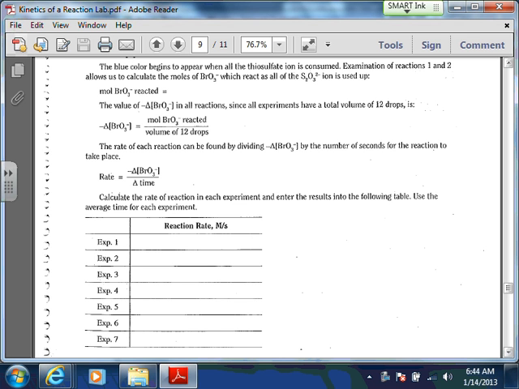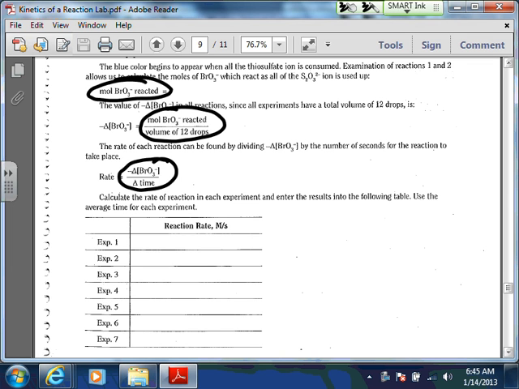Okay, and it sort of walks you through it here. You find the moles of BrO3 minus reacted, and then it's going to tell you to find the concentration by taking the moles of BrO3 minus reacted divided by the volume of the 12 drops. And then it has you find the rate by taking the change in the concentration divided by time. Okay, and so then you're going to fill out this chart that has the different rates.